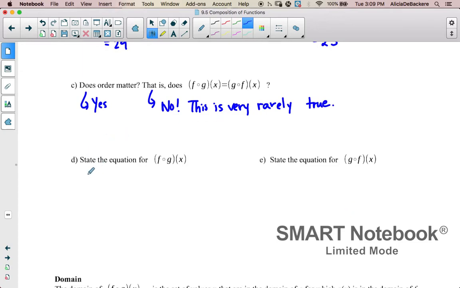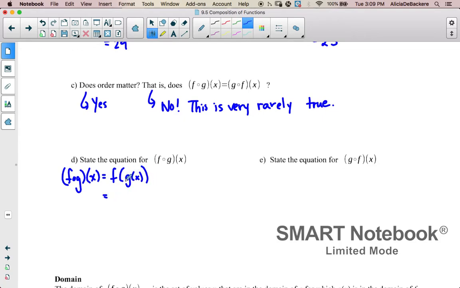All right, so let's state the equation then for f of g of x. Instead of plugging in a specific number for x, what would the equation be in general if I just leave the x? So again, I'm going to start off by saying that f of g of x is equal to f of g of x.